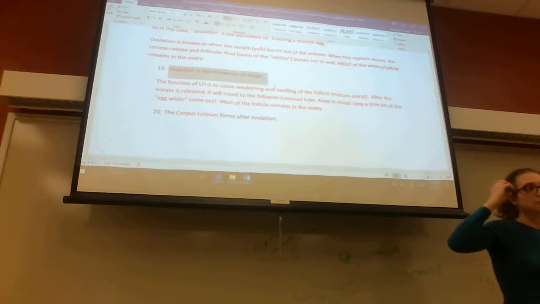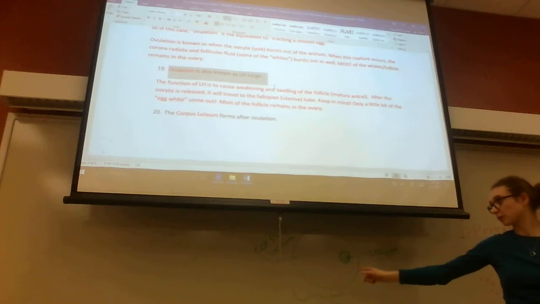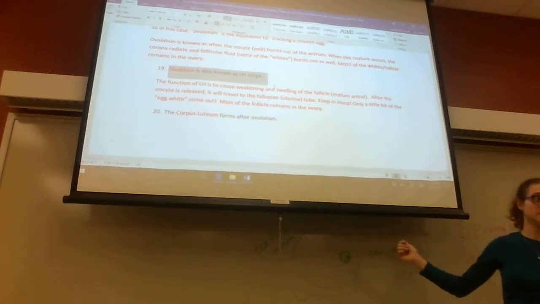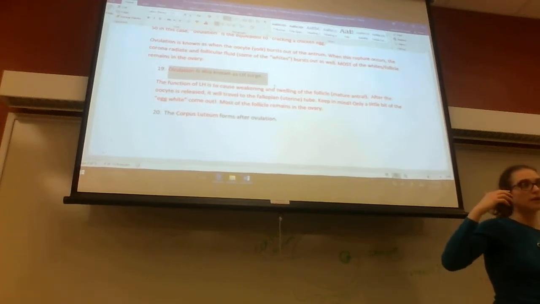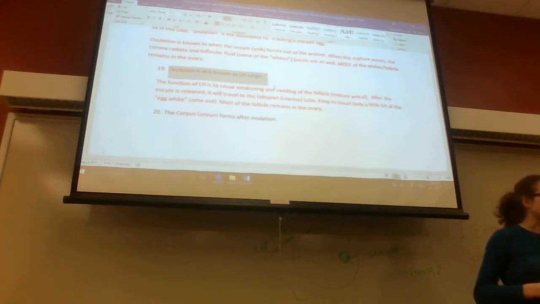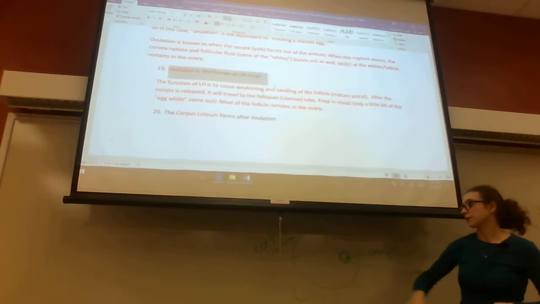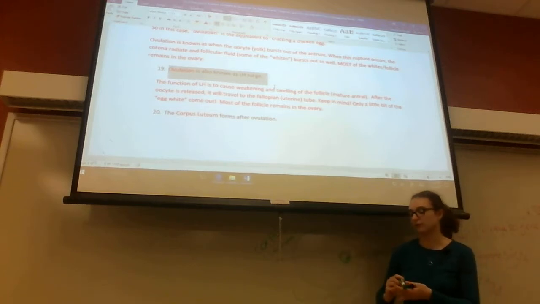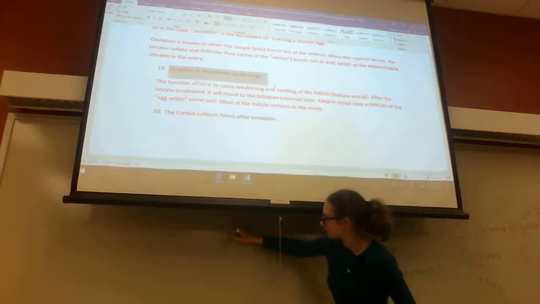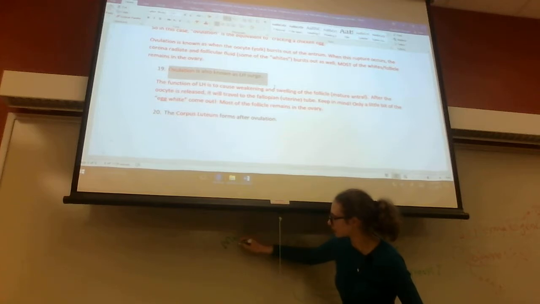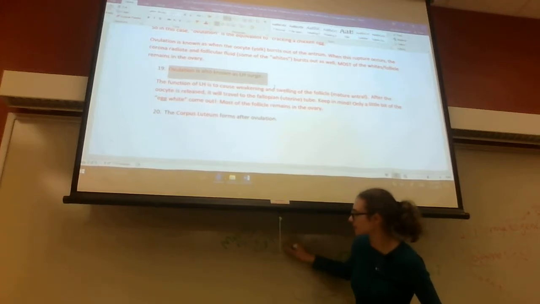And then the LH surge, once that luteinizing hormone is released, that's what will cause the separation to happen. So after LH, it splits. Yep, luteinizing hormone, and think about luteinizing hormone. This mature antrum, after the split, it will become the corpus luteum.